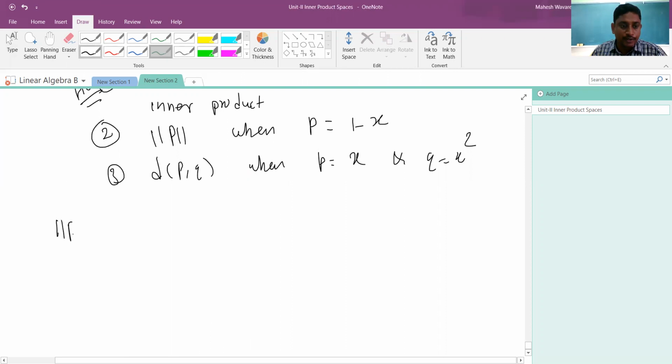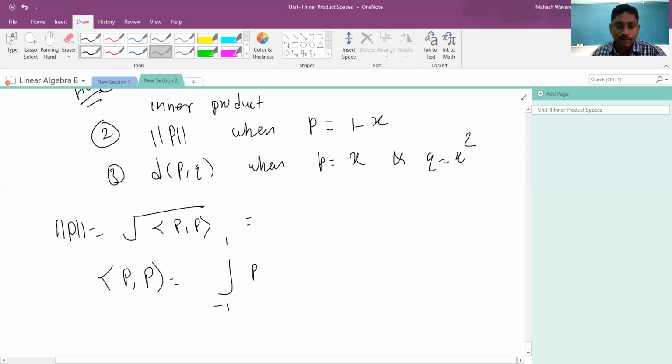So what does the norm of P mean? It is the square root of the inner product of P with P. So what is the definition of the inner product? Just find the inner product of P with P. It is the integral from -1 to 1 of P of x times P of x.